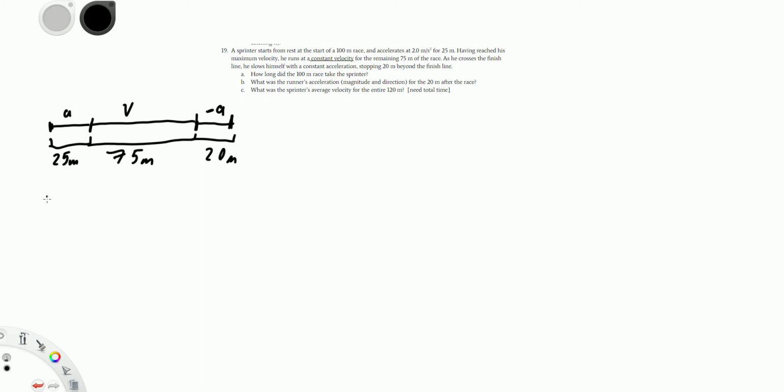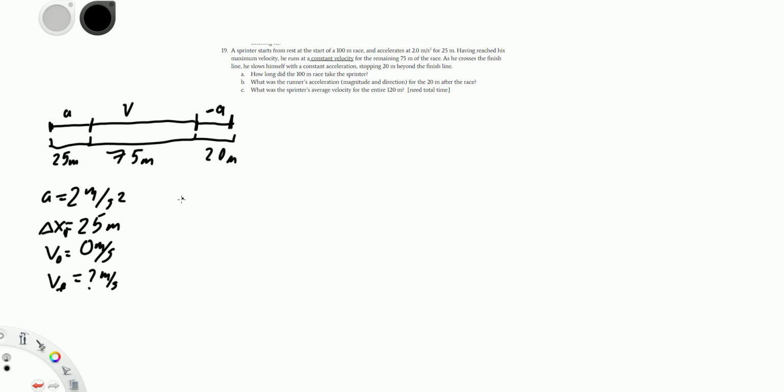So let's say our acceleration for this part is 2 meters per second squared. Our distance for that first part of the acceleration is 25 meters. Let's call this x1. And we know we start from rest, 0 meters per second. All right, so the first thing we need to solve is how fast he was going, because that'll be handy for the second part, because we don't know how fast he's going, but we can solve for it.